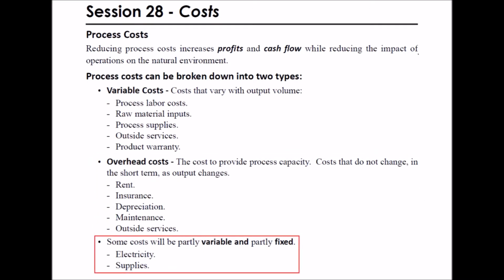Some costs will be partly variable and partly fixed. Some electricity will be used for lighting, which will be fixed, and some electricity may be used to run process equipment, which would be variable. Some supplies, like office supplies, may be fixed, while the consumption of production supplies may vary with output volume.